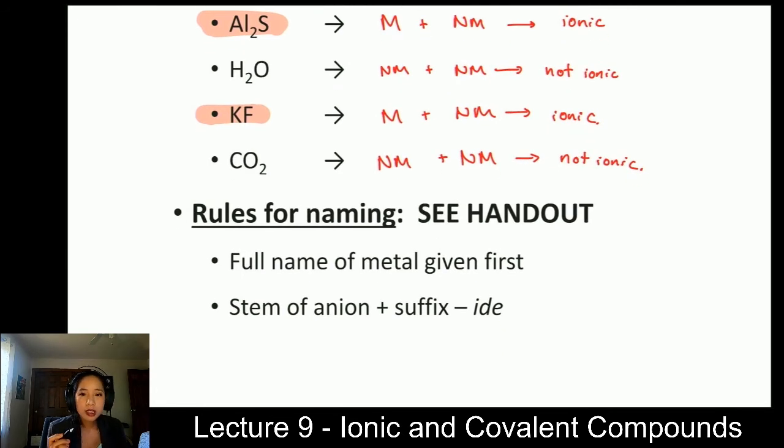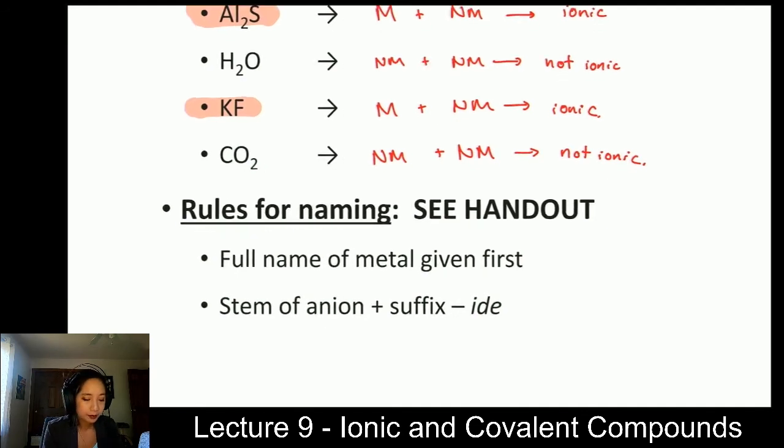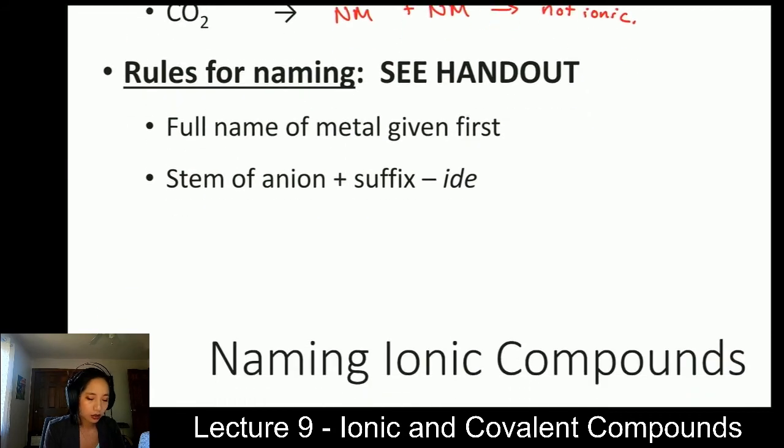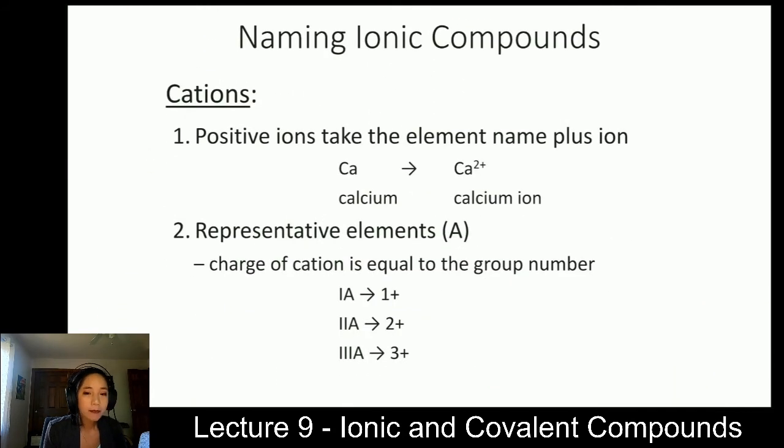steps. Typically, the biggest rule is you always name the metal first. And it's just like how we write chemical formulas. You put the metal first and then the nonmetal. So when you write out the full name, you also say the metal first. It's just exactly how you read it. And then the anion usually has some type of suffix attached to it, and I'll talk about that in the coming slides. So naming ionic compounds, we name the cation first, then the anion.